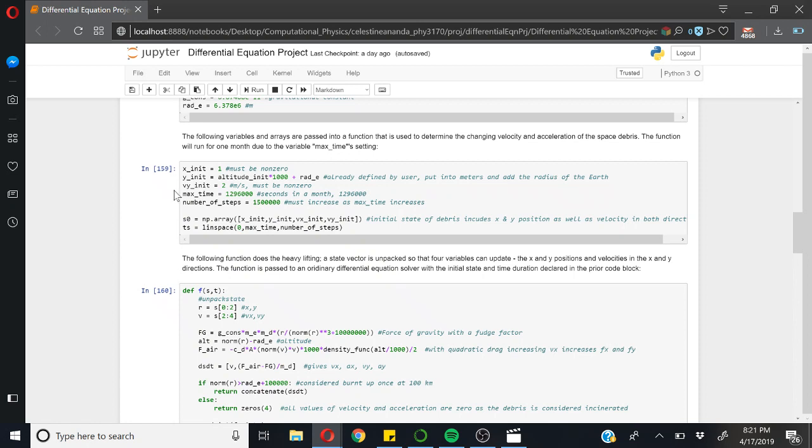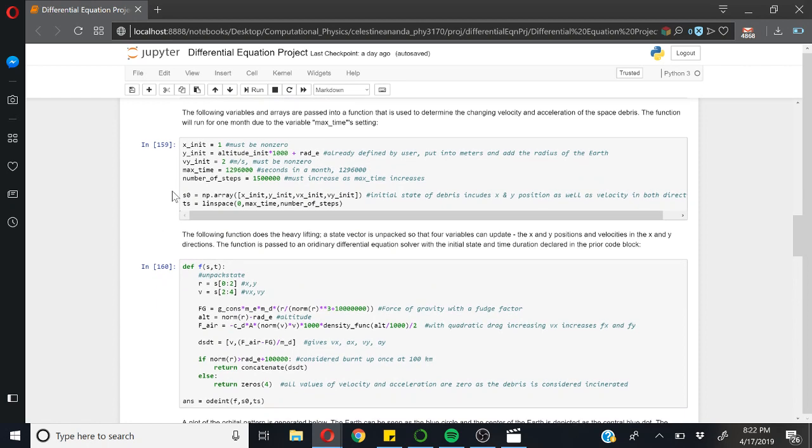Here, one thing to point out, the max time that we'll be going for is 1 month. So this is just the number of seconds in a month. If you wanted to go to 2 or 3 months, you'd also need to increase the number of steps by about that same coefficient. All right, so this is our initial state vector, which we will use in our function.